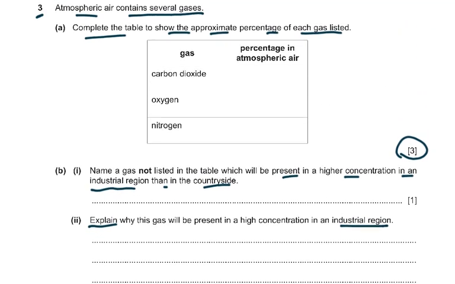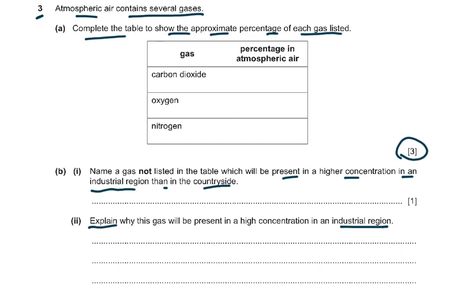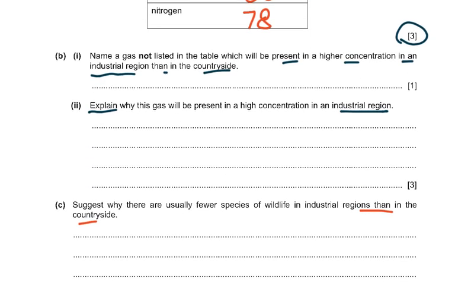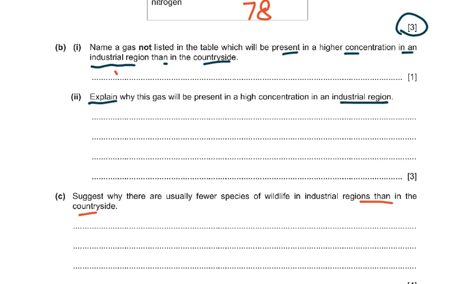So now this was of course a very direct question. How much carbon dioxide? Well, you could have said 0.03 because they've given the percentage. So you're not going to write the units again, 0.03, or it can be allowed up to 0.04. Then oxygen was anything 20% would have been fine. You could have said 21% also. So nitrogen is 78%. Anything between 70 and 80 was correct. Then name a gas not listed in the table which will be present in a higher concentration in industrial region. Naturally, that is oxides of nitrogen.